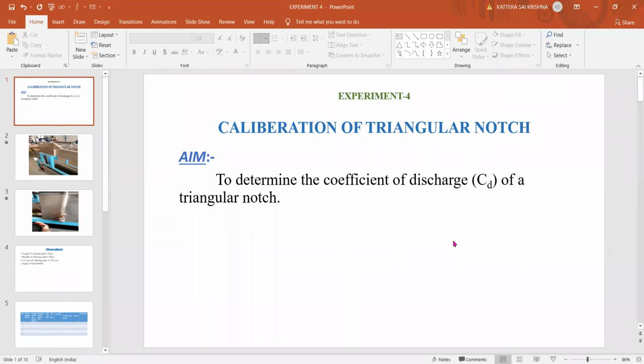Okay. So our experiment is to find the coefficient of discharge, that is Cd. The experiment name is calibration of a triangular notch, also called a V notch, because the shape of the triangular notch is like a V.